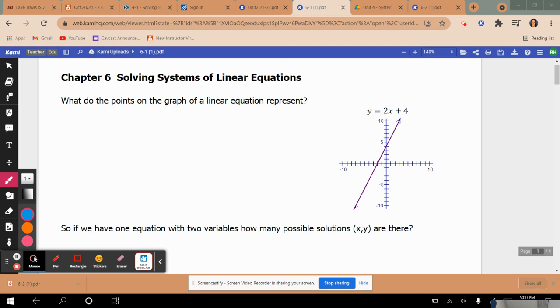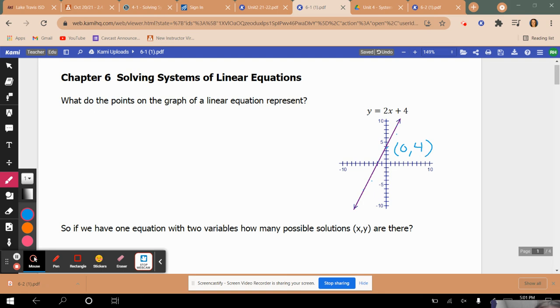So what do points on the graph of a linear equation represent? So what do each of these points represent? So we have a point here, we have a point here, we have a point there. Pretend that's on the line, but we have all these little points and they're all xy's. What do they represent? So we have xy. So if we chose this first one, right there on the y-axis, that is up 1, 2, 3, 4. So that is 0, comma 4.